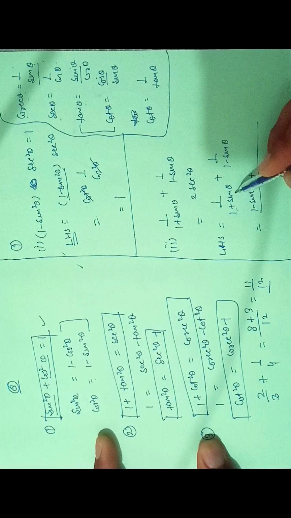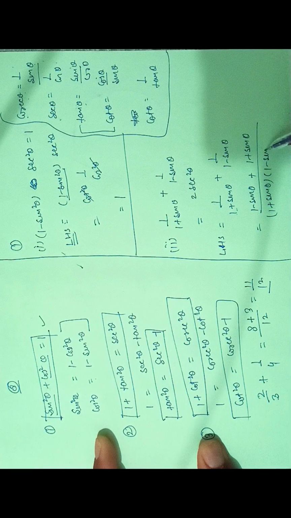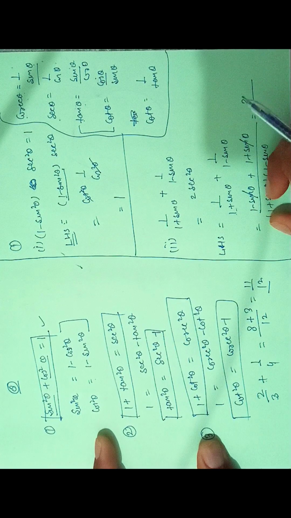Okay, 1 plus sin theta will be multiplied by 1, then it will be 1 plus sin theta. And in the denominator, 1 plus sin theta is multiplied by 1 minus sin theta. Now you have to use one identity, a plus b into a minus b, that is a square minus b square. Here sin will be cancelled by sin, so here we will have 2, and we'll apply the identity a plus b into a minus b, that is a square minus b square.